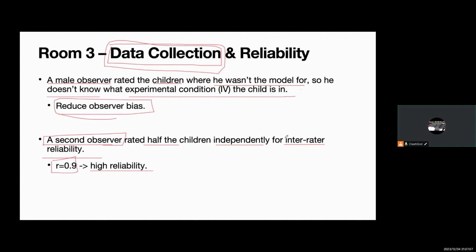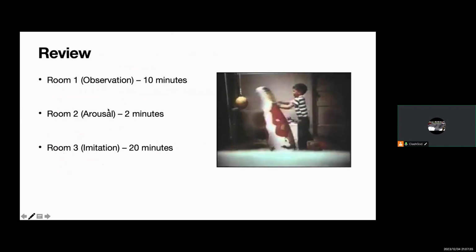So if you don't know what inter-rater reliability is, it just means whether the experimental results can be replicated amongst different researchers. Here we have a second observer, or second researcher, rating the children. If they produce similar observations and similar findings, that means there's high reliability in the findings, high inter-rater reliability. Okay, so that's actually the end of procedures. That's the end of room 3.